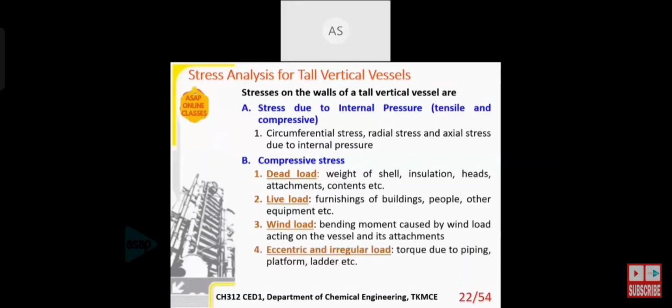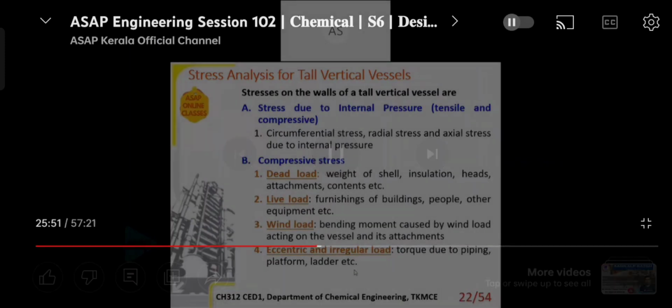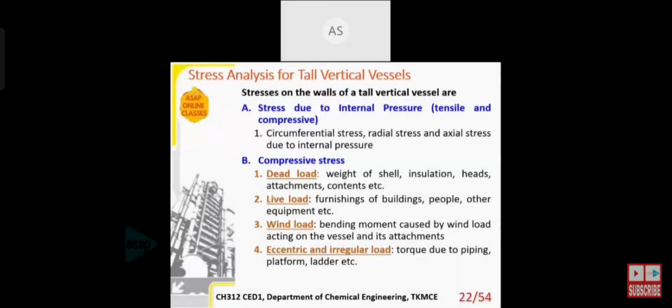Then you have eccentric and irregular load. It is due to the torque of pipes, platforms, ladders, etc. If you have observed a tall vessel, it will always have some associated piping or ladders. If personnel have to climb to the top and verify everything is okay, ladders must be provided. These things add extra weight. They are called eccentric weights.